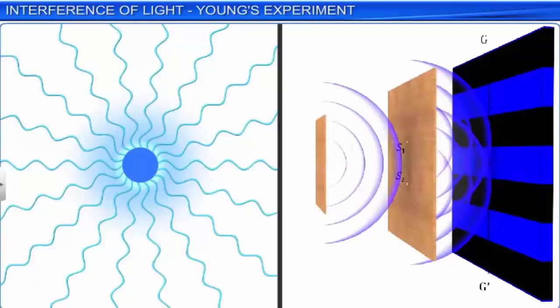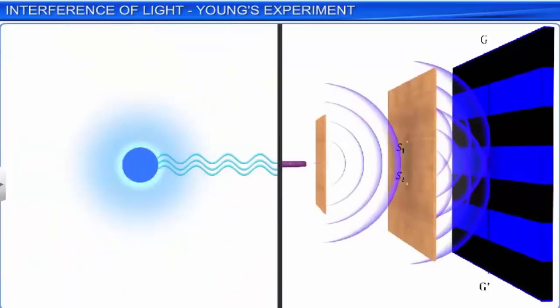In this setup, any abrupt phase change in the source will reflect in exactly similar phase changes in the light coming from S1 and S2. Since laser light is coherent, we observe an interference pattern when S1 and S2 are illuminated by laser light.